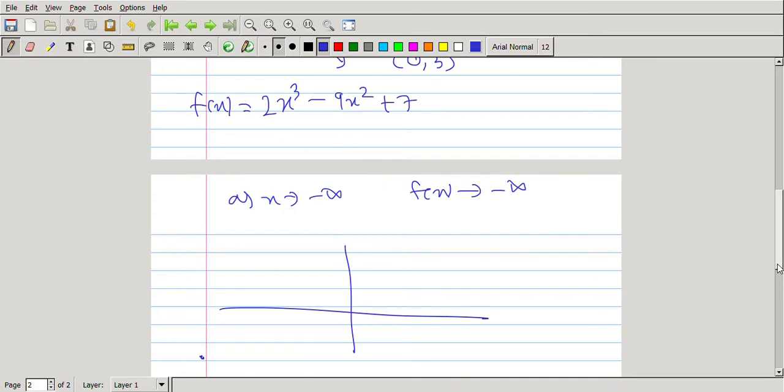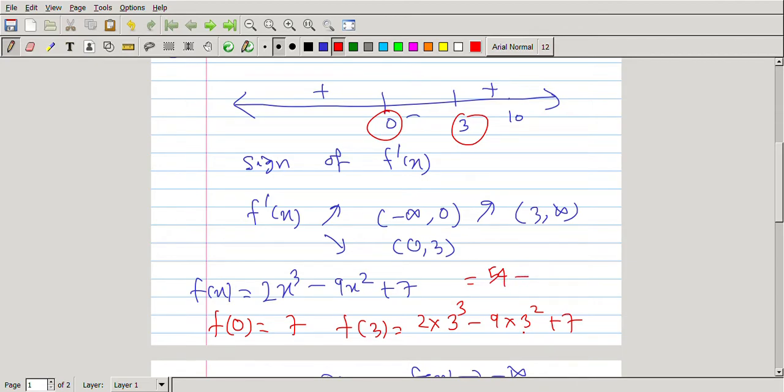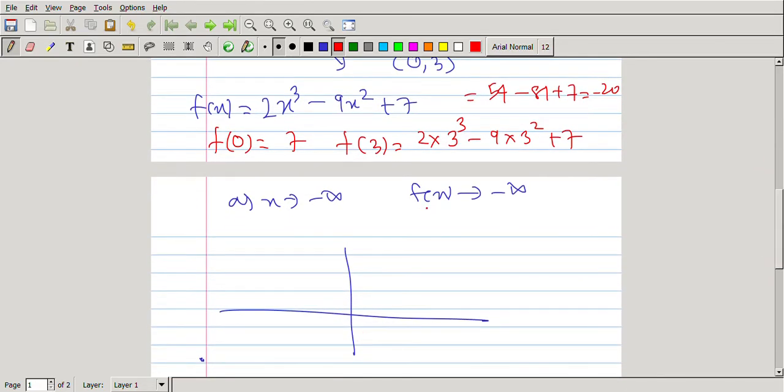Then we check at the points 0 and 3. So f of 0 is 7, and f of 3 is 2 times 3 cube minus 9 times 3 square plus 7, which is 54 minus 81 plus 7, which is minus 20. Okay, so let's put the points. One is 0 comma 7, which is here, and the other one is at 3, where we have minus 20, so 3 comma minus 20.